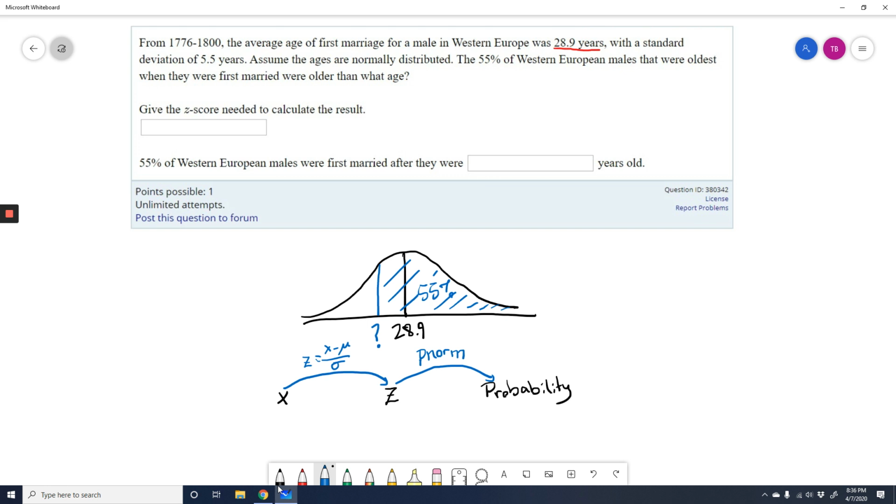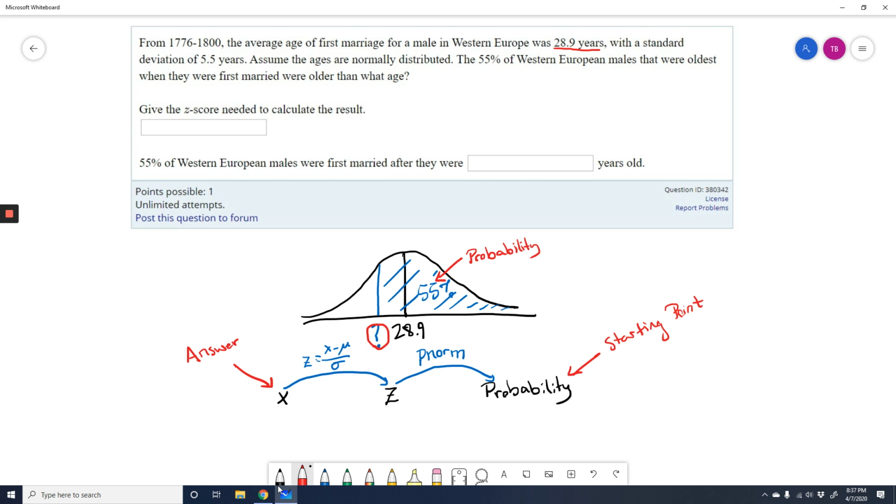But that's not what's going on here. We're not given the x value. This is the x value, and we don't know what it is. That's what we're looking for. This time, we are given the probability. We want to know what value gives a 55% chance that a randomly chosen individual will have an age bigger than this value. So we are starting over here with a probability, and this is where we want to get to.